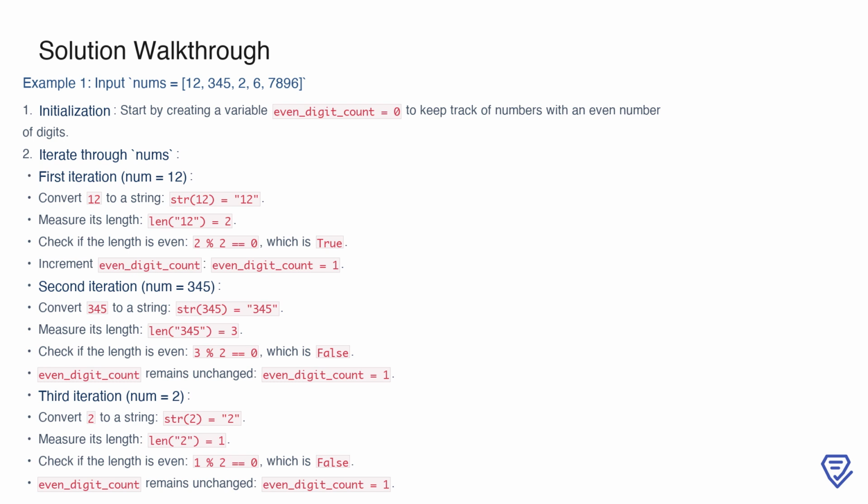For the second iteration, the number is 345. Converting it to a string gives 345, and its length is 3. Since 3 is not even, we leave even_digit_count unchanged at 1. Moving on to the third iteration, the number is 2. Converting it to a string gives 2, and its length is 1. Again, 1 is not even, so we keep even_digit_count at 1.